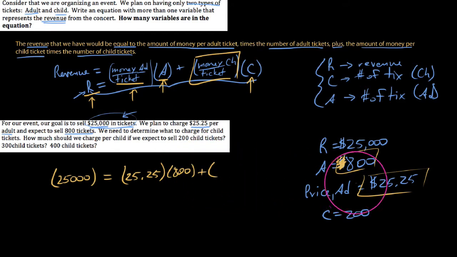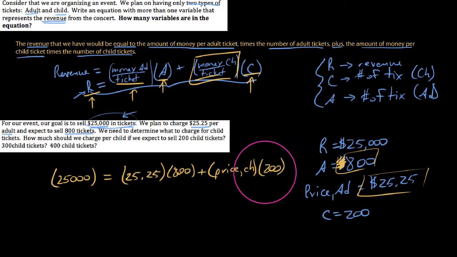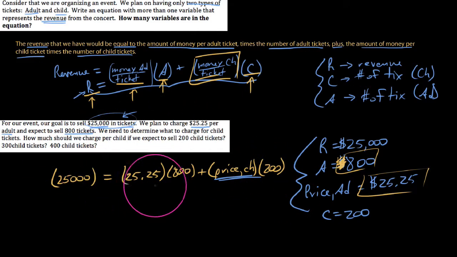Plus now we say the price per child ticket times the number of child tickets. So we don't know the price. So we say price per child ticket times the number of child tickets, and we're saying that we have 200 of these. From this situation, writing the model is the easy part. Now we're plugging in all the stuff we know and going and finding the one thing that we were asked to find, which is this. What should we charge for a child ticket?